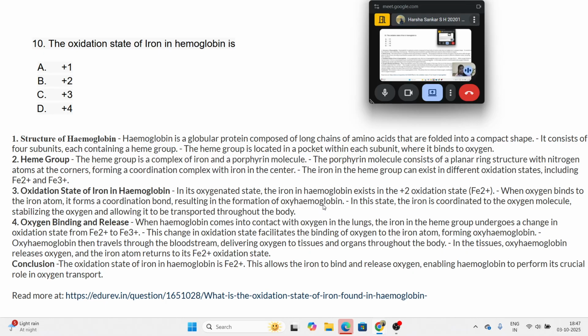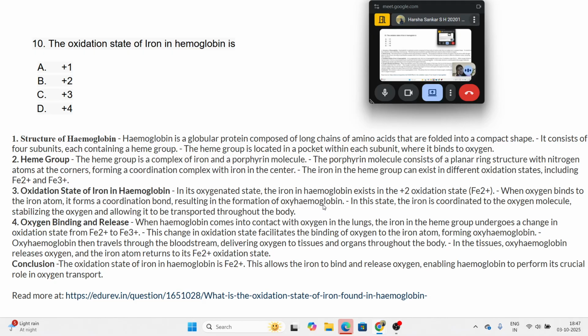So at that time, the iron will change. Not a structural change: the oxidation state will change from Fe2+ to Fe3+. This change in oxidation state facilitates the binding of oxygen to the iron atom, forming oxyhemoglobin. Oxyhemoglobin then travels through the bloodstream, delivering oxygen to tissues and organs throughout the body.